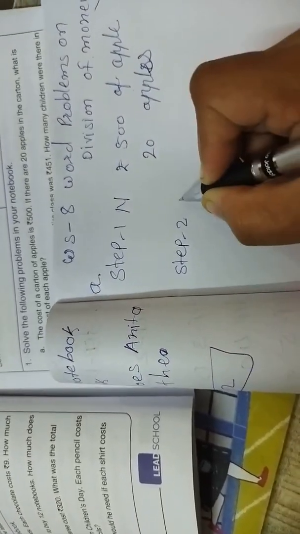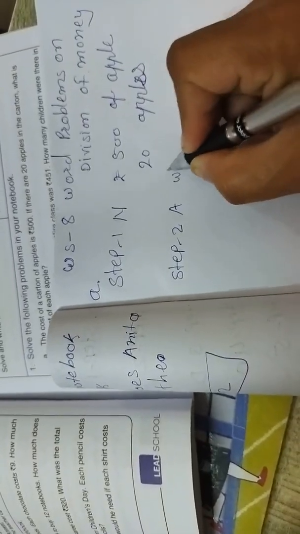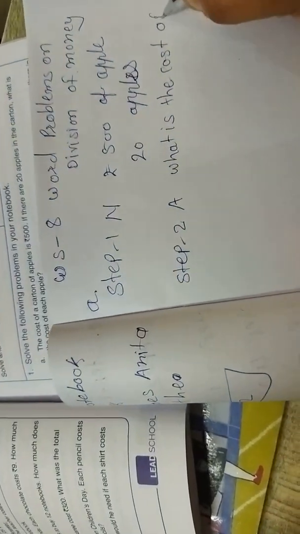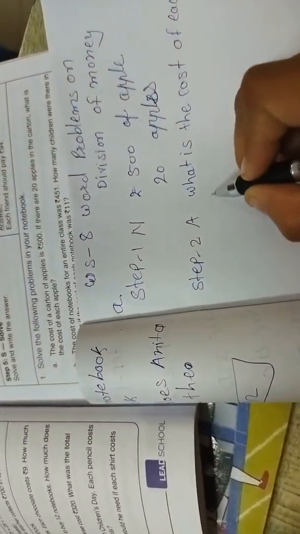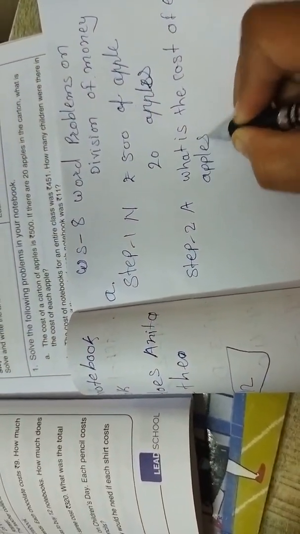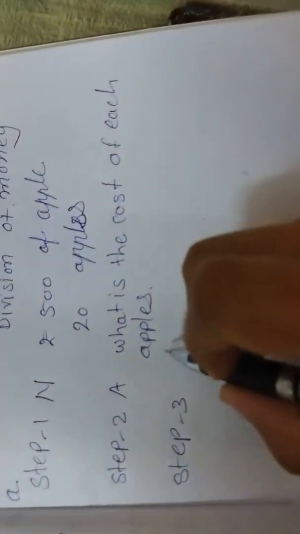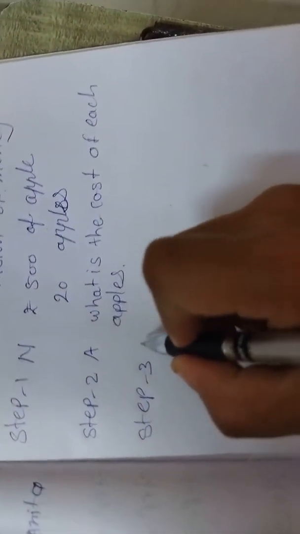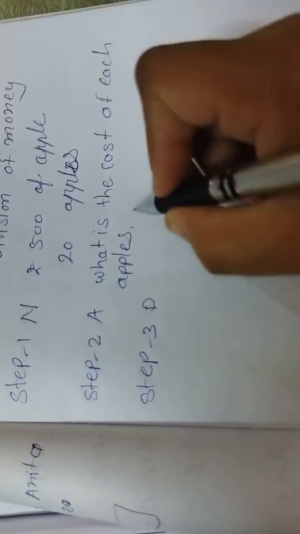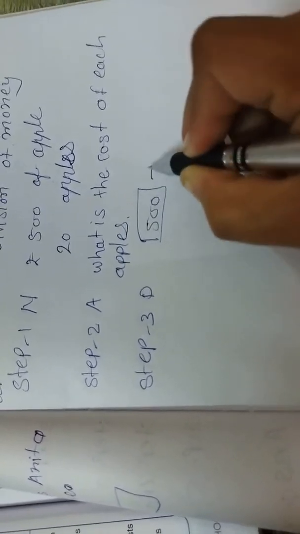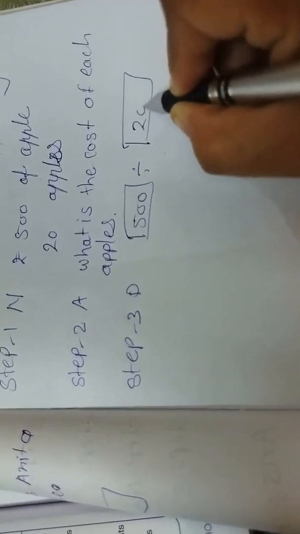Step number 2, ask. What are they asked? What is the cost of each apple? Step number 3 is draw. We have to draw 2 boxes. 500 divided by 20.